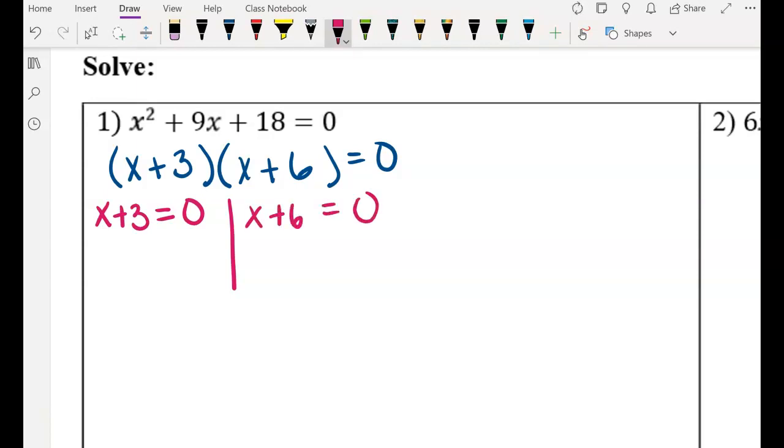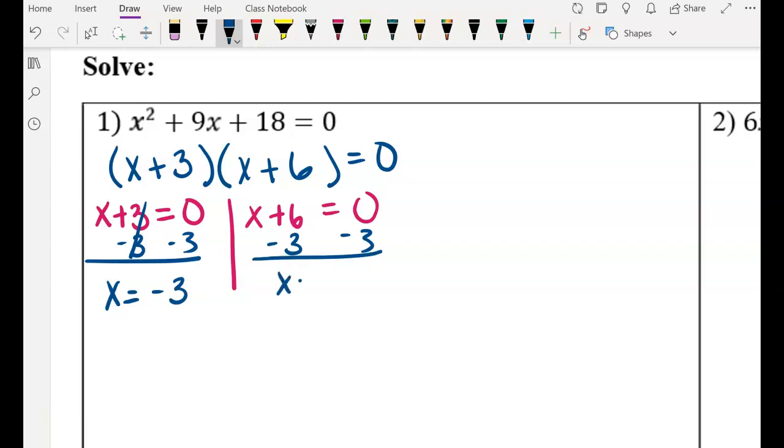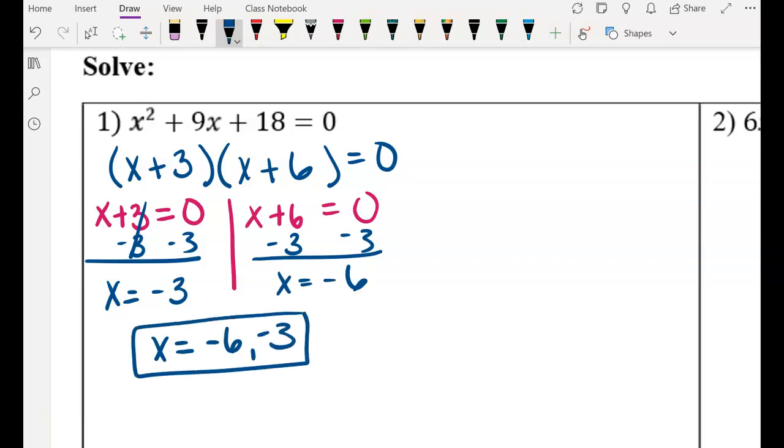And then we're going to solve for it normally. Okay, so minus 3 from both sides. That means this is going to cancel. Our first x is going to be -3. Minus 3 from both sides, our second x is going to be -6. I'm going to write this in order from -6, comma, -3, and we are going to box this up.